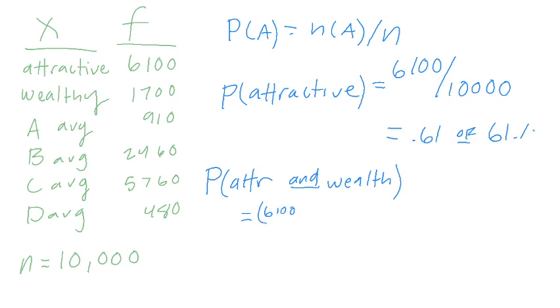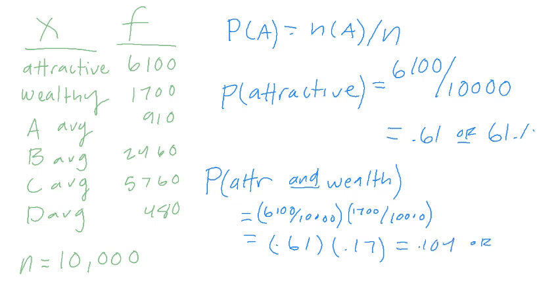It'd be the probability of finding somebody attractive multiplied by the probability of finding somebody wealthy, which is 1,700 over 10,000. So we get 0.61 times 0.17, and when we multiply these together, that's really going to decrease the probability that we find someone to these specifications. It turns into about 10.4%, if we're going to start to get pickier. So that's two events occurring at once, and these are non-mutually exclusive, meaning that someone can be both attractive and wealthy.